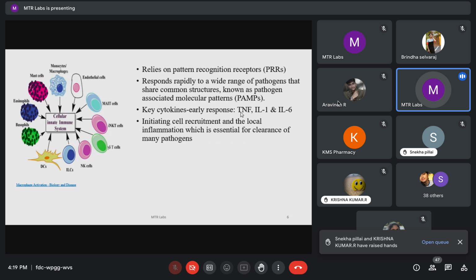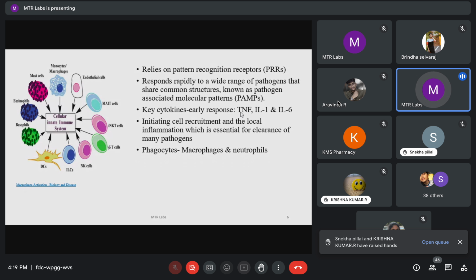So what does it do? It initiates the cell recruitment. These cytokines play a role in recruiting other immune cells to the area of infection, and then a local inflammation occurs, so that all the pathogens are cleared from that area.